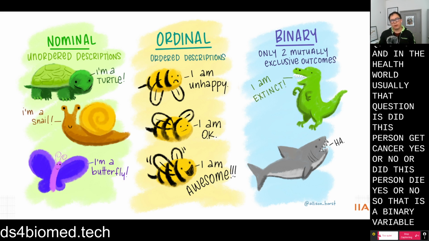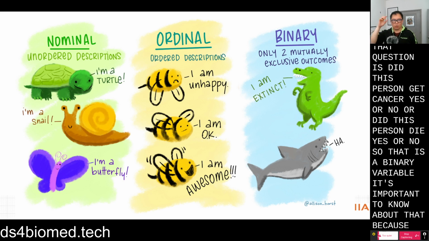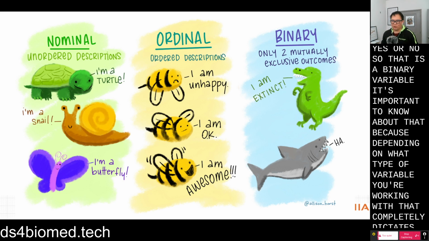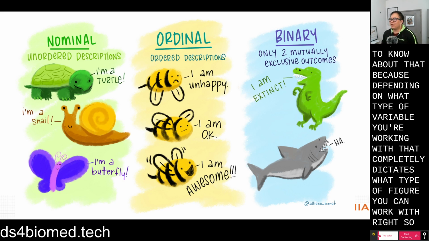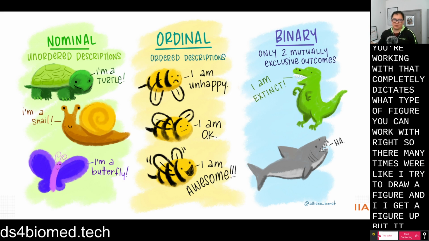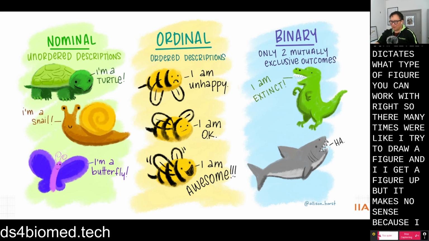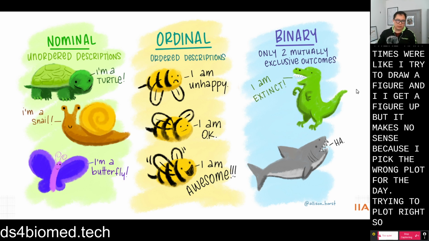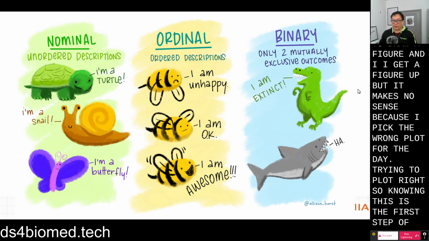And it's important to know about that because depending on what type of variable you're working with, that completely dictates what type of figure you can work with. Right, so there are many times where I try to draw a figure and I get a figure up, but it makes no sense because I've picked the wrong plot for the data I'm trying to plot. So knowing this is the first step of creating a good visualization.